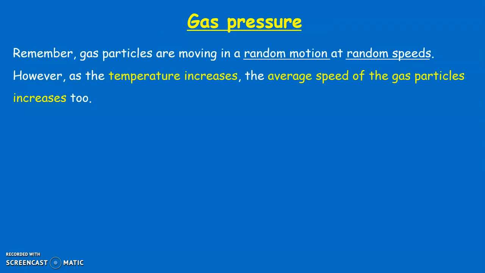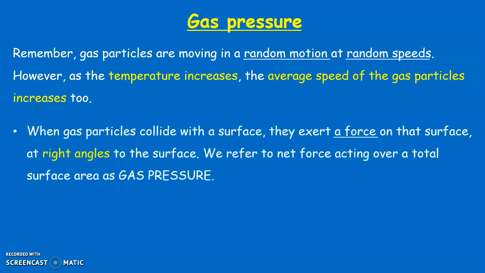We know that gas particles are moving in a random motion at random speeds, and they're very far apart. We should also know that as the temperature increases, we provide those gas particles with kinetic energy. So the average speed of the gas particles increases too. They move faster. Why is that important?